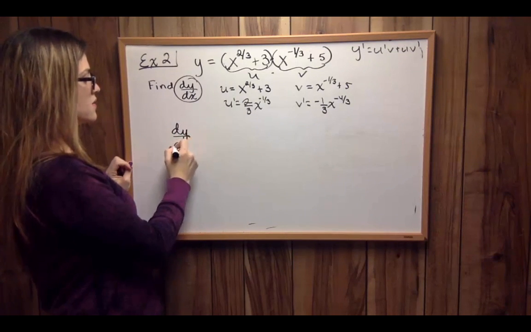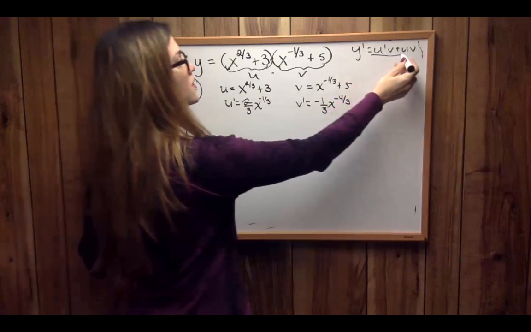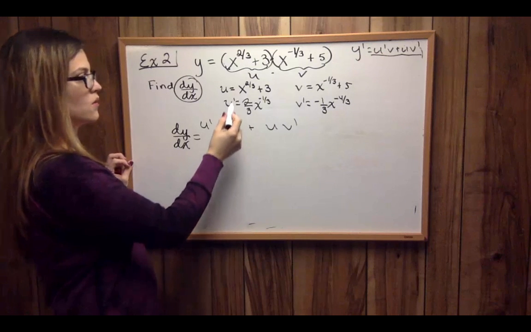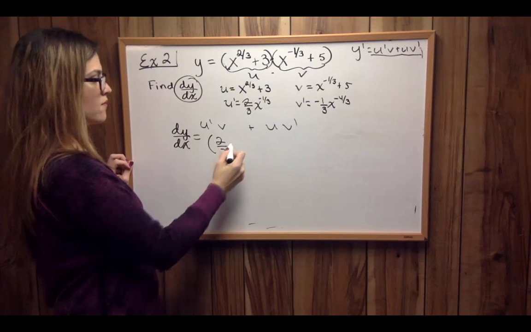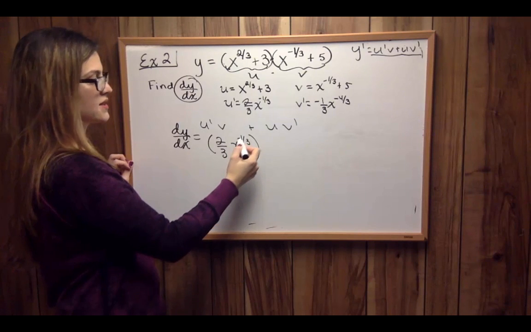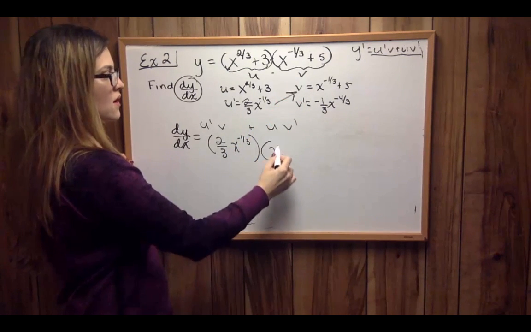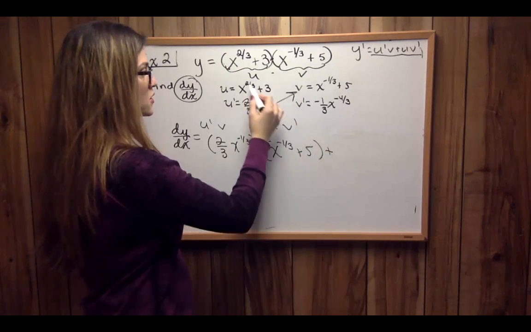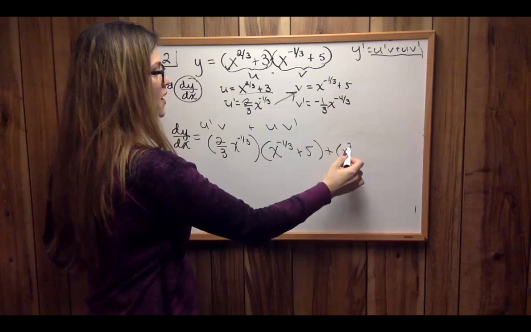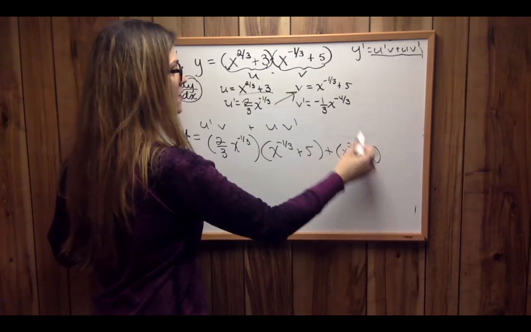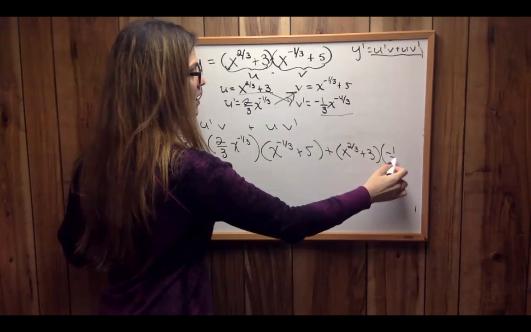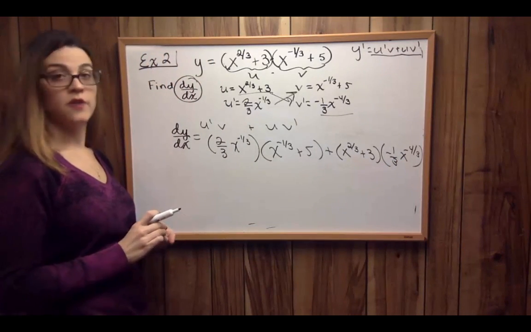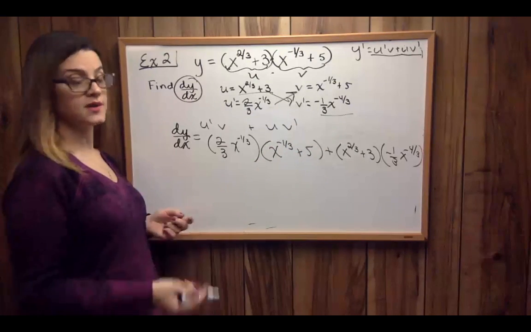So dy dx is u prime v plus uv prime. Here we go. u prime is 2/3 x to the negative 1/3. v, x to the negative 1/3 plus 5, parentheses, extremely important, plus u, parentheses again, extremely important because you have a binomial, v prime, negative 1/3 x to the negative 4/3. That's your answer, u prime v plus uv prime, but we should try to simplify it.